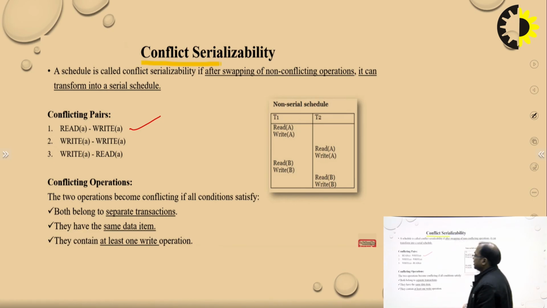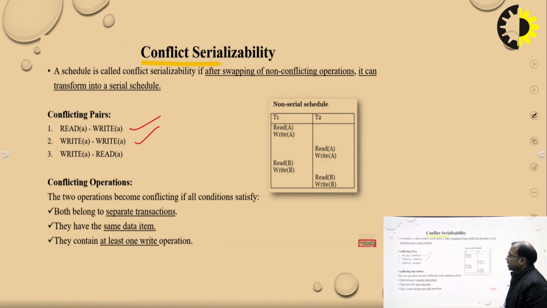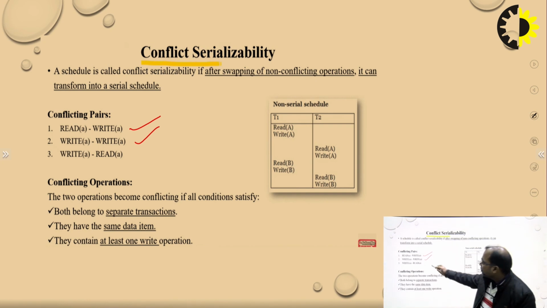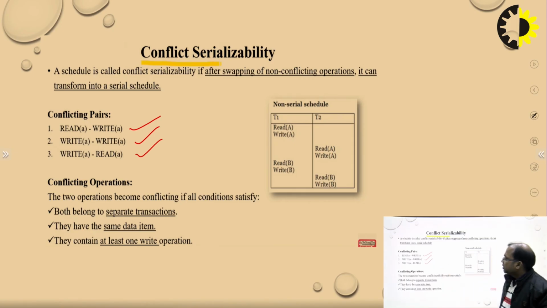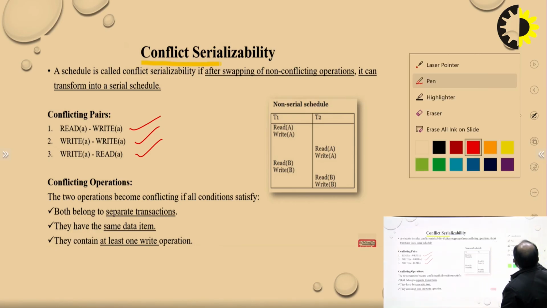And read and write is the first conflicting pair. The second conflicting pair is write and write on data item A. The third conflicting pair is write and read. So these are the conflicting pairs. We have to find these conflicting pairs in this schedule. When we find them, we can remove them and get the schedule as a serial schedule.